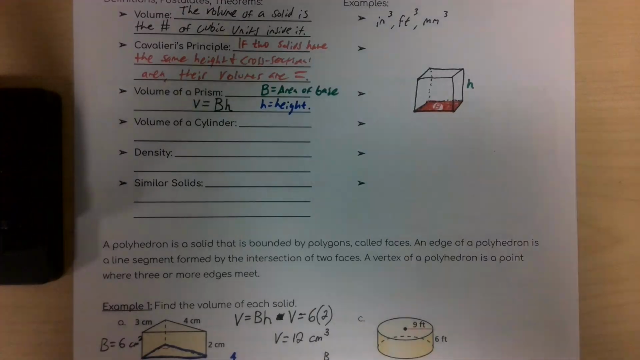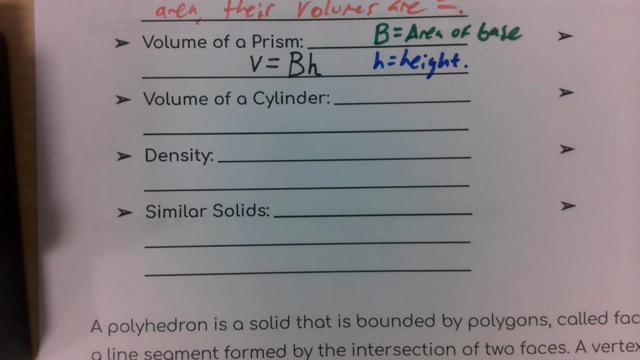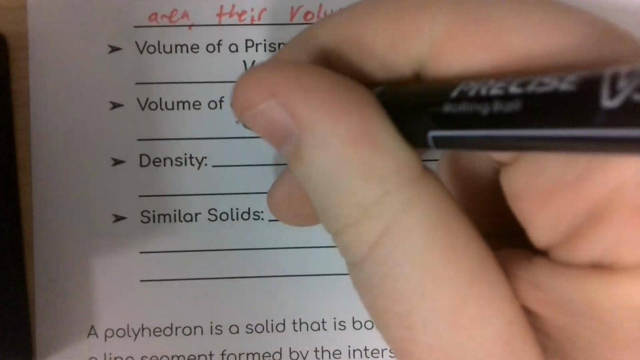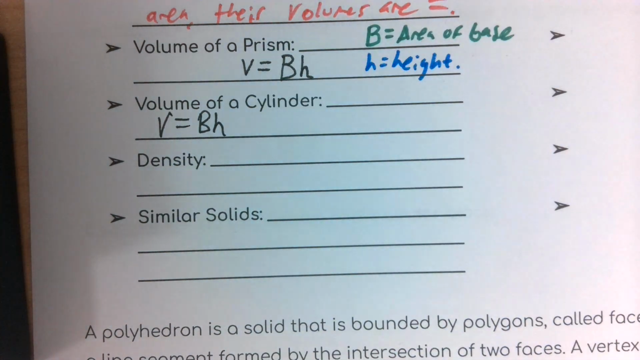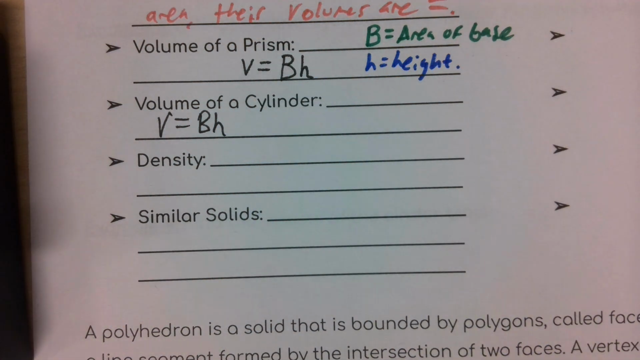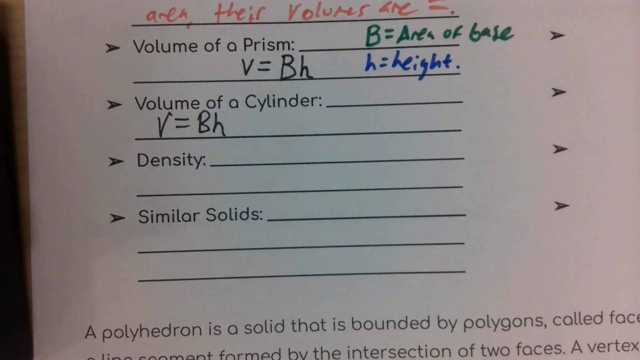Because of this, since a cylinder is just a special type of prism, the formula is also going to be the same. The volume of a cylinder is base times height.